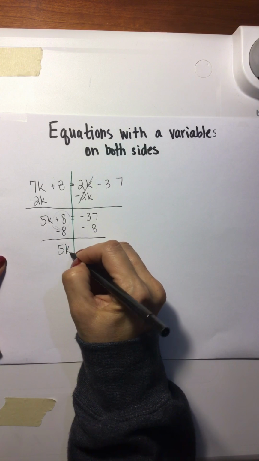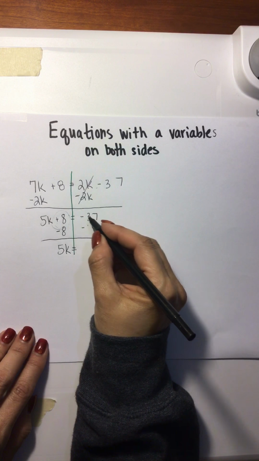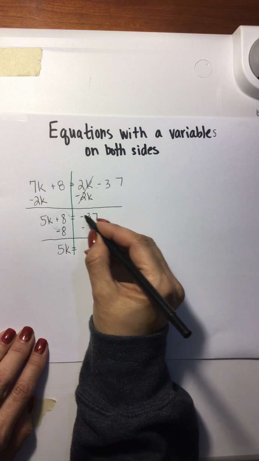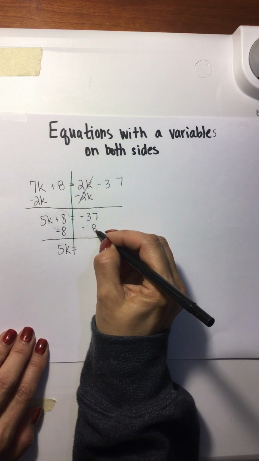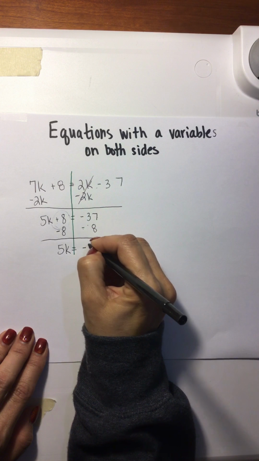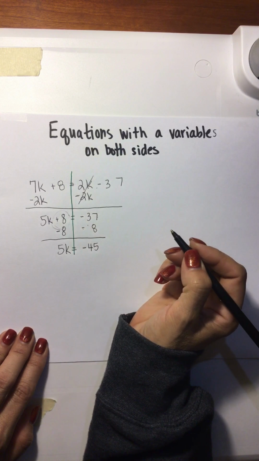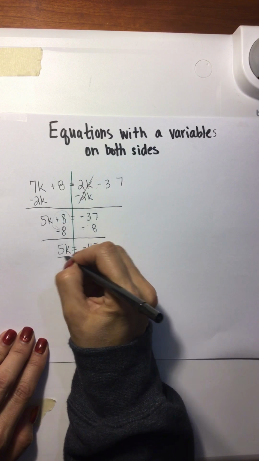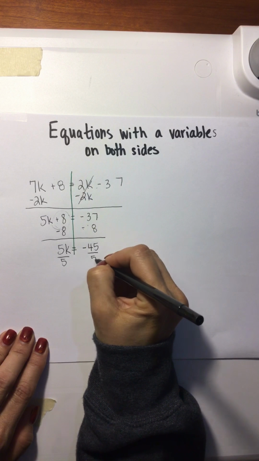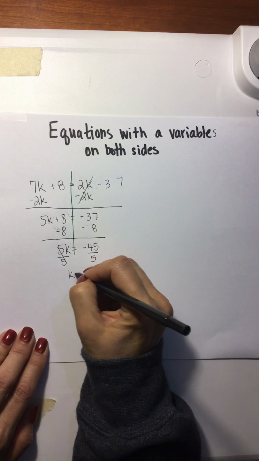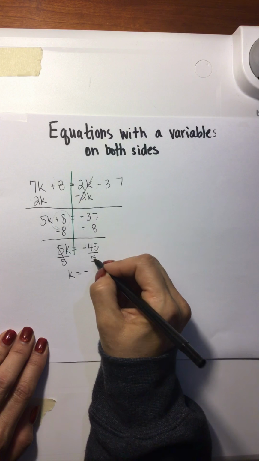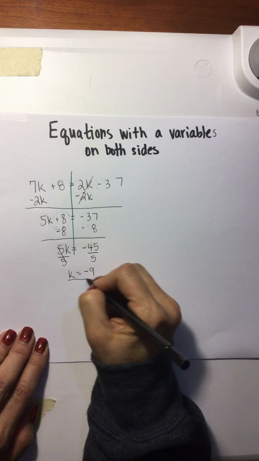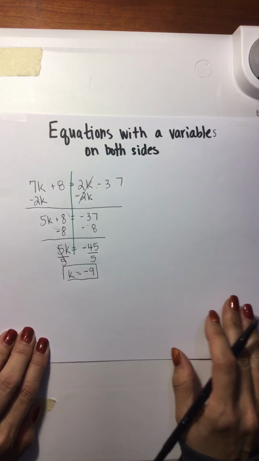I'm left with a 5k. Now I have a negative 37 and then minus 8. So they are the same signs, so they're pretty much just added and kept the sign, and that equals negative 45. And now I'm going to divide both sides by 5. And I've got k equals, and it's a negative divided by a positive, so it's a negative, and 45 divided by 5 is 9.